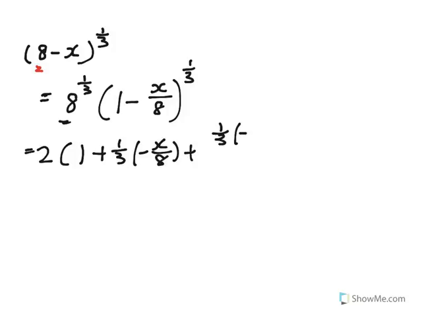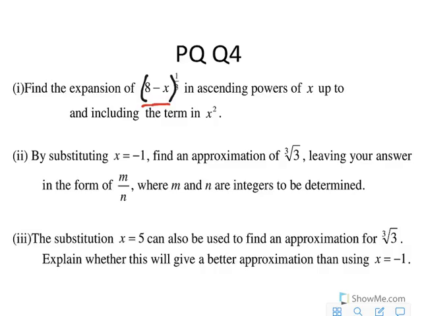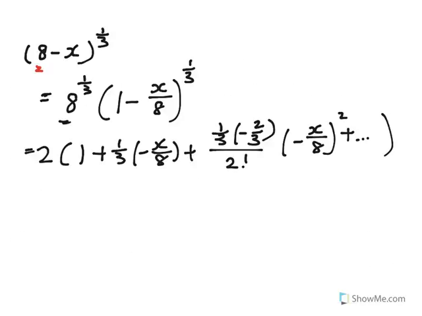1/3, negative 2/3, and (n minus 1) over 2 factorial, negative x over 8 squared. Okay, and so we stop at x squared. Why? Because the question tells us so, including the term x squared, that's all. So we stop here. Then just simplify the answer.